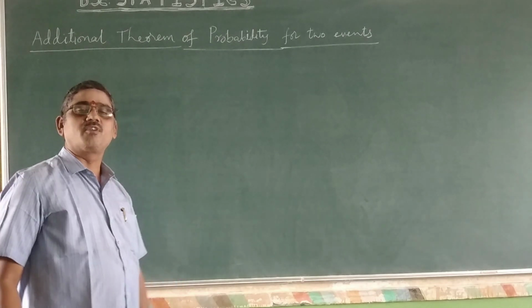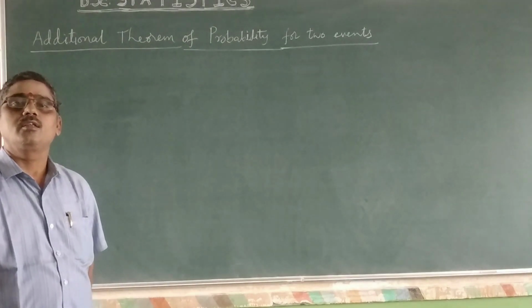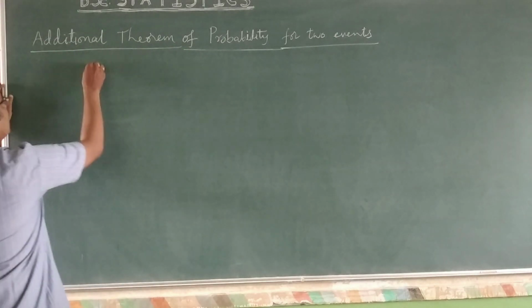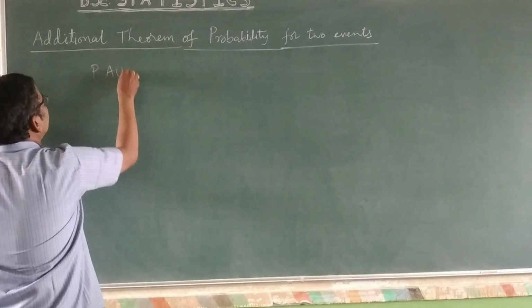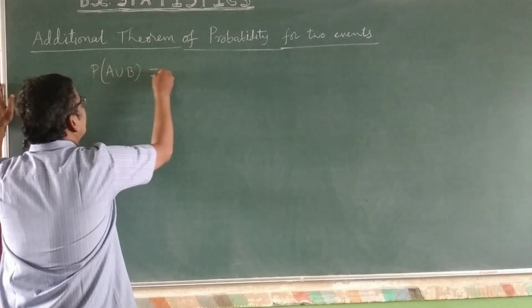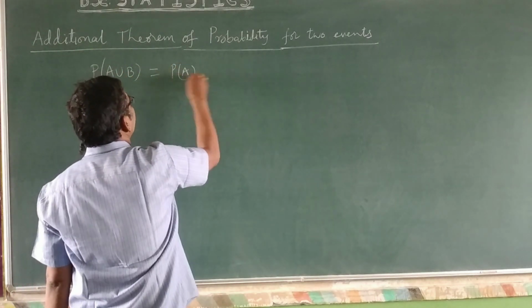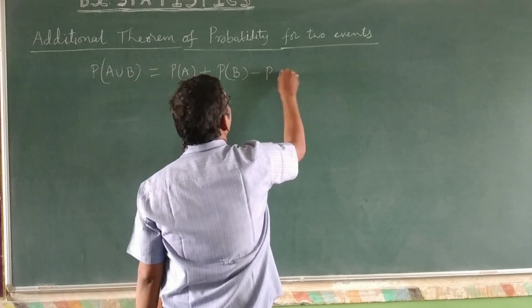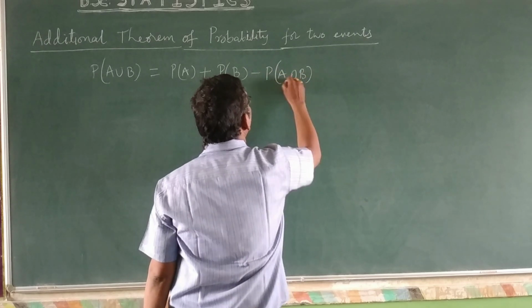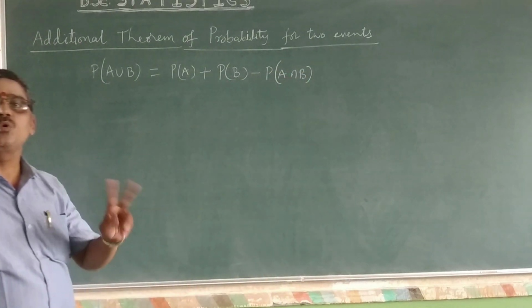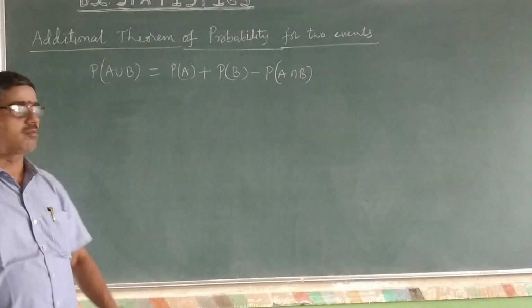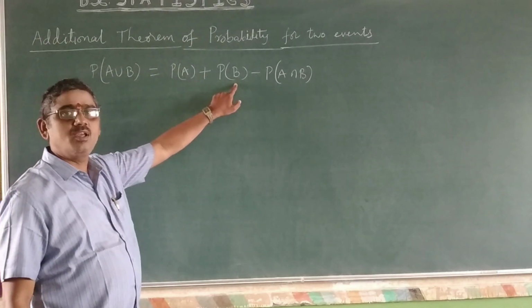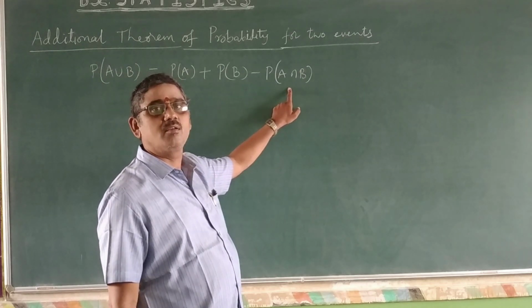What is the additional theorem? For example, A and B are any two events. Then the probability of A union B can be expressed as probability of A plus probability of B minus probability of A intersection B. This is the statement of the theorem. For any two events A and B, probability of A union B is equal to probability of A plus probability of B minus probability of A intersection B.